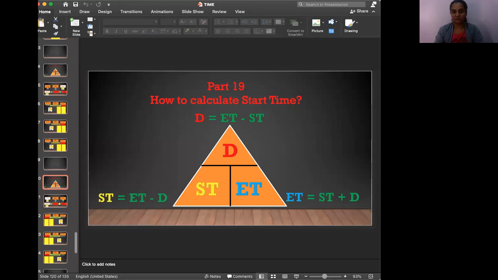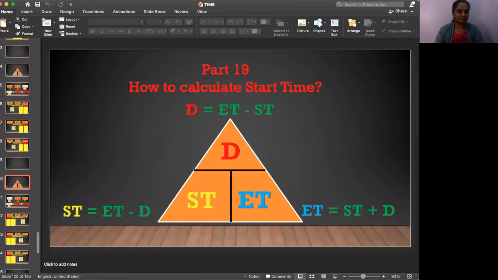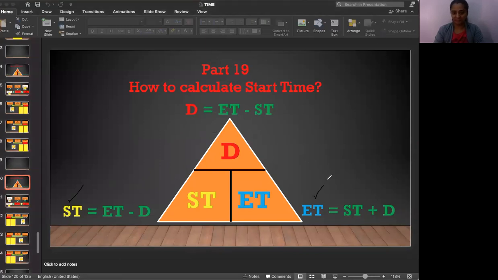This is teacher Brenda here, and today we would be looking into part 19 of the topic of time, in which we will learn to figure out how to calculate the start time. Okay, so as you can see on the screen, and I will repeat again, that there are three elements that you should be aware of: the start time, the end time, and the time duration. Now, in today's example, we would precisely be looking into how to calculate the start time.